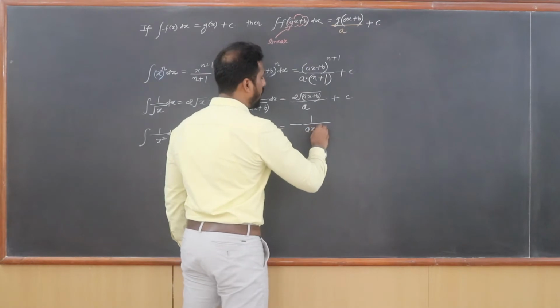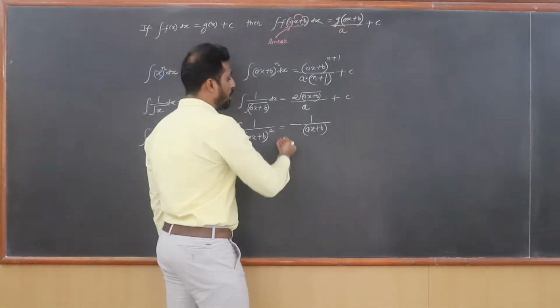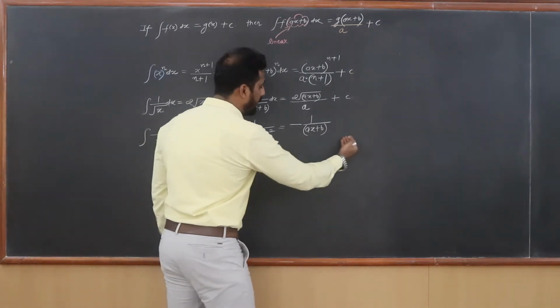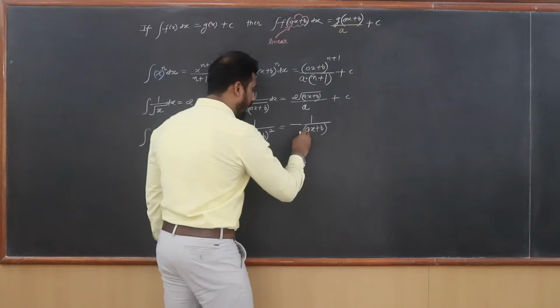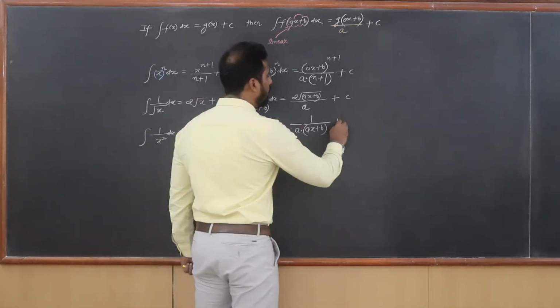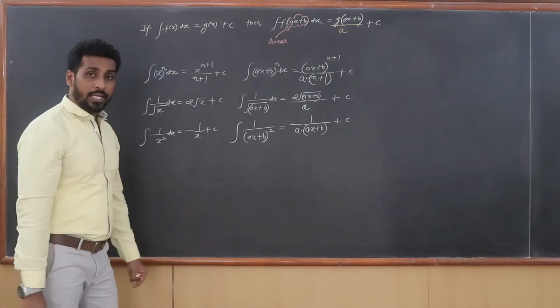So minus 1 upon ax plus b. Not to forget, you always remember, divide the entire answer by the coefficient of x, which is a. So divide by a. So I can write it here into a. Isn't it? And obviously plus c is going to come there. So this was integration of 1 upon x squared dx.